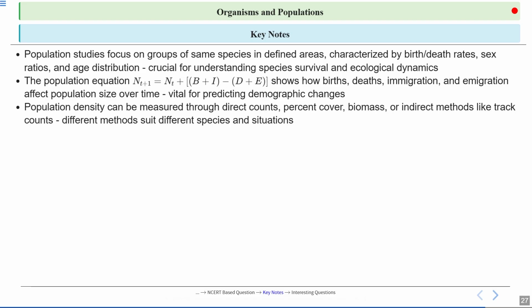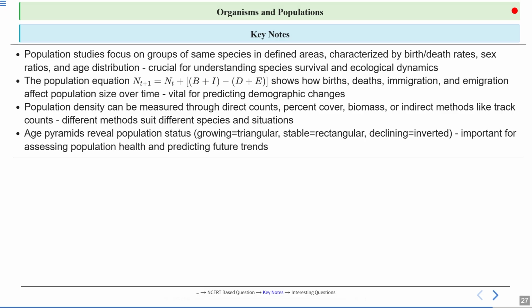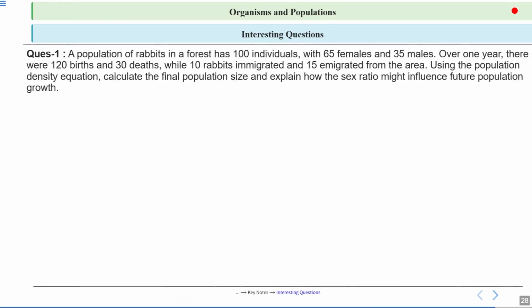Now, population density, as we have seen, can be measured through direct counts, by percentage cover or by biomass, or through indirect methods like track counts, like pug marks in the case of tiger. Direct methods suit different species and situations. Age pyramids reveal population status, whether the population is growing, stable, or declining. It is important for assessing population health and predicting future trends.